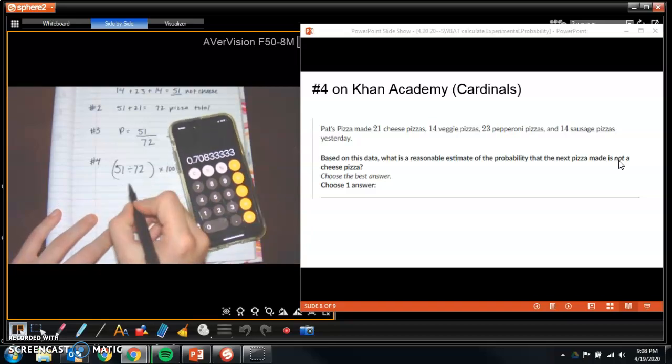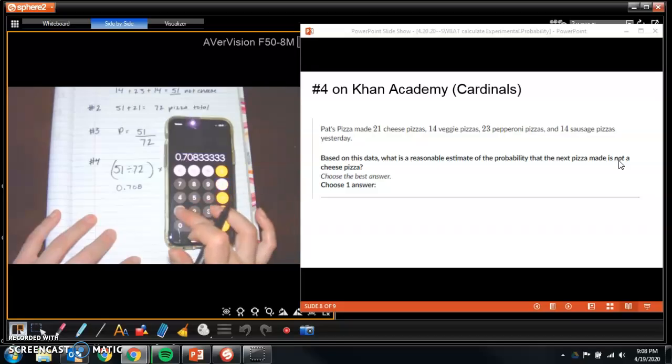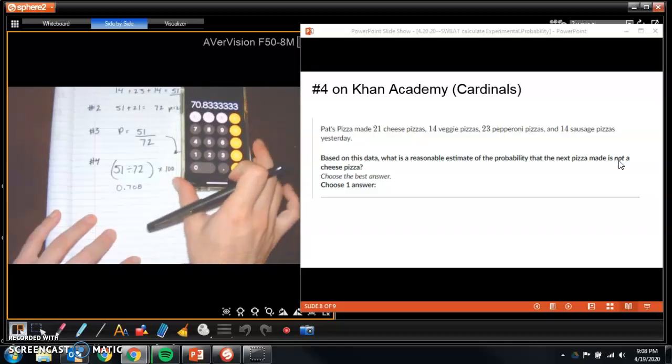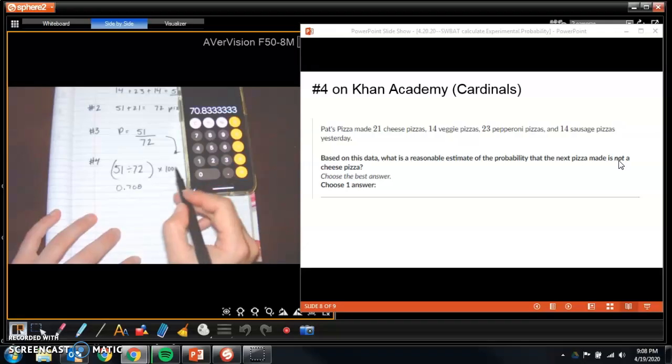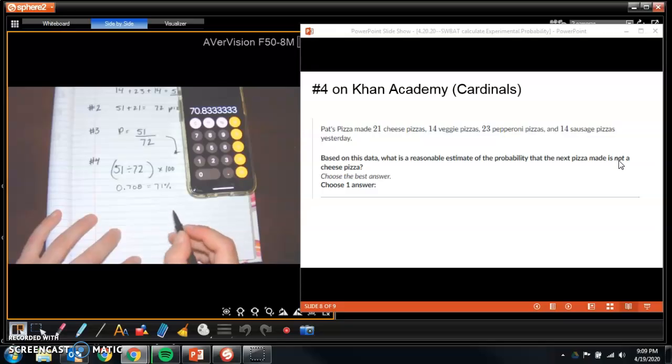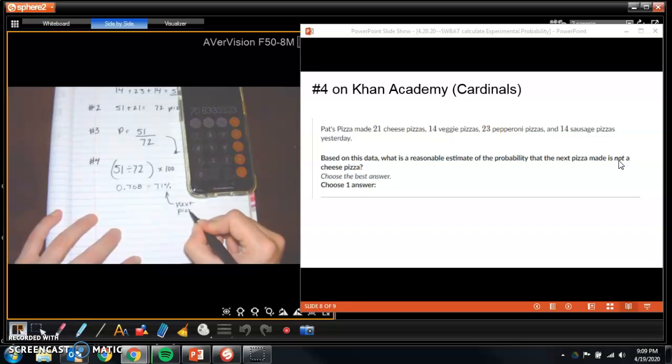Using my calculator, I take 51 divided by 72. I get 0.708. Then I'm multiplying that by 100. And then I'm going to round this percent to the nearest 1. So this rounds to be 71%. So the probability that the next pizza made is not cheese is about 71%.